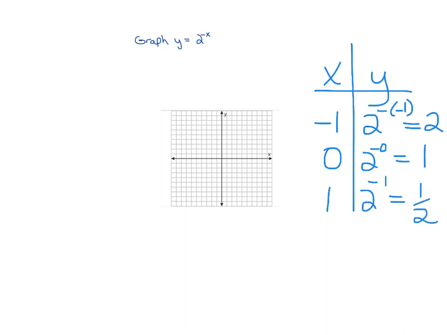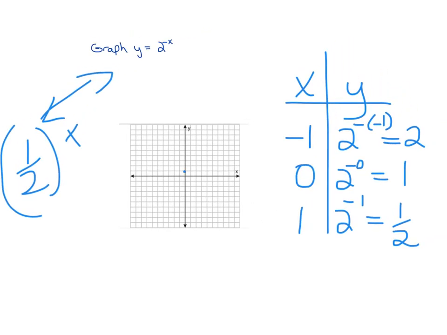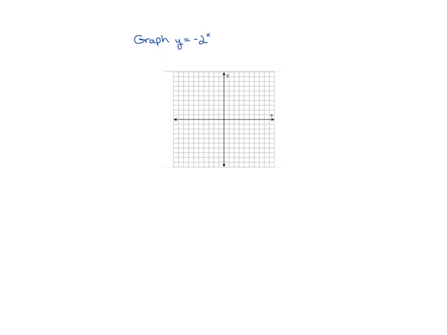So this is going to look just like the other graph when it was 1/2. So this graph and this graph are the same. So again, if I graph my ordered pairs, 0 and 1, -1 and 2, and then the 1/2, and here's the graph. So again, all we're doing is practicing how to graph this without our calculator, and we do a table of values. The next one, now my base is negative.